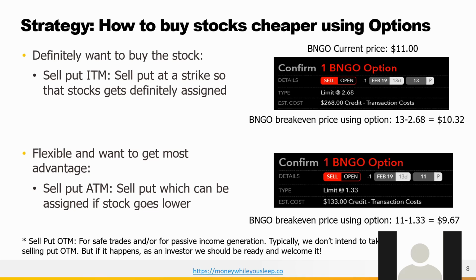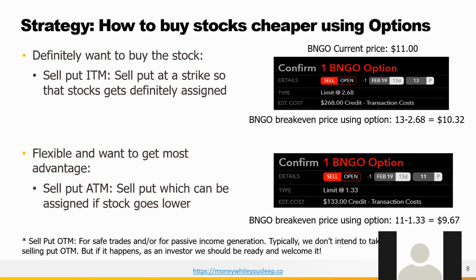Okay, so the only option I have to buy the stock is if on Feb 19th it is at 13 or below 13. So the only option to buy the bingo stock on my date of Feb 19th is if it is at $13 or below it, and my buying price would depend on the price on Feb 19th, or it will always be 13 minus the 2.68. Yes.